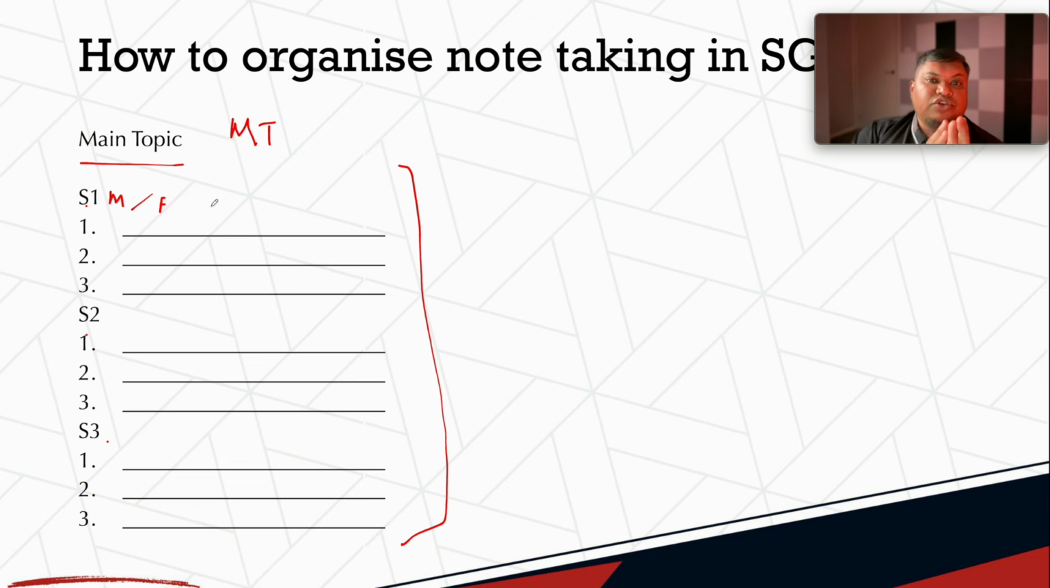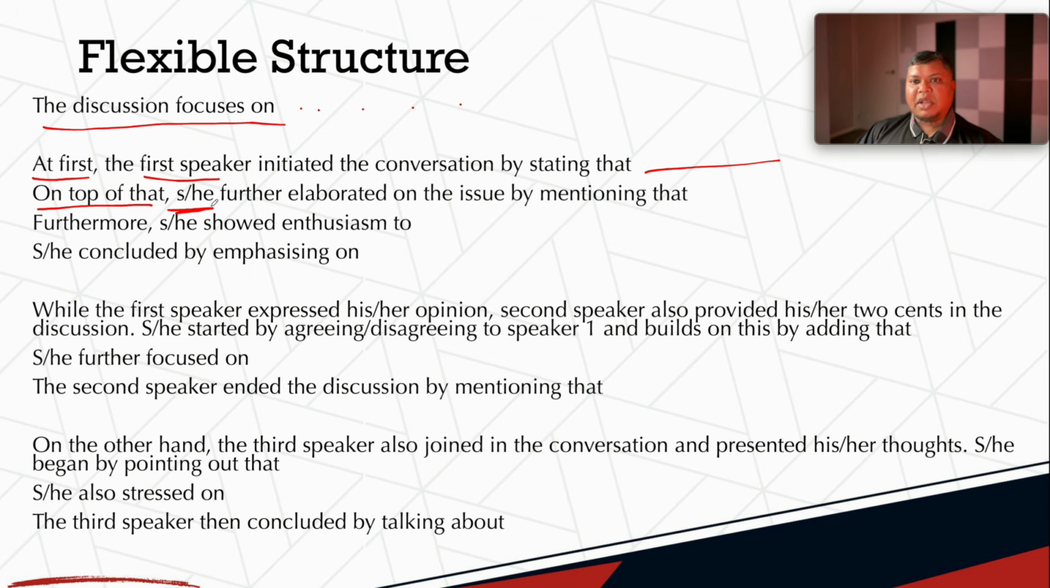It's not mandatory to do it this way, by the way, but if you do that, your answering will be much easier, right? Then I'm saying furthermore, she or he showed enthusiasm to give more info, and then I'm saying she or he concluded by emphasizing on. Obviously you can understand it will depend on whether that particular speaker is male or female.